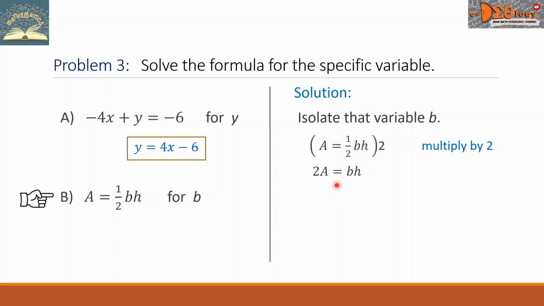Remember that we want to isolate the variable B. In this case, we're going to divide this equation by the coefficient of B, and that is h. So it becomes like this. Then on the right side, we can cancel the h and the h. So we can get the value of B. By convention, we simply put this on the left side. So B equals 2a over h.